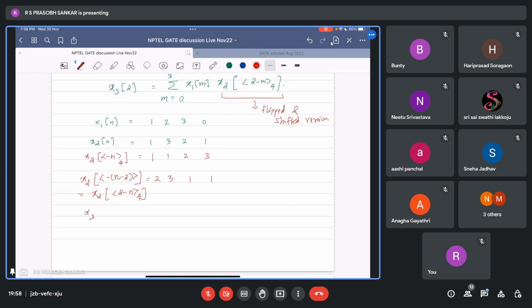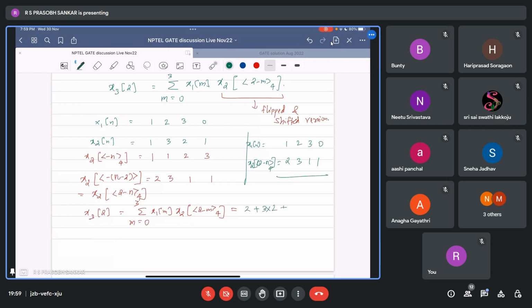Okay. So what do I have? I have x3 of 2 to be summation m equal to 0 to 3 x1 of m x2 of 2 minus m, and this we can write like this: 1 2 3 0. This is x1 of n, and x2 of 2 minus n, this is 2 3 1 1. I need to do a multiplication between these two things.